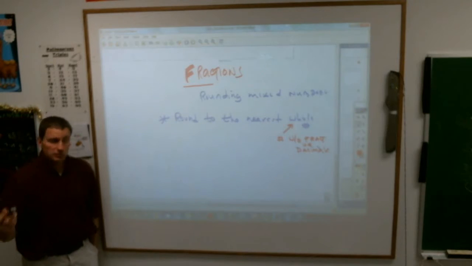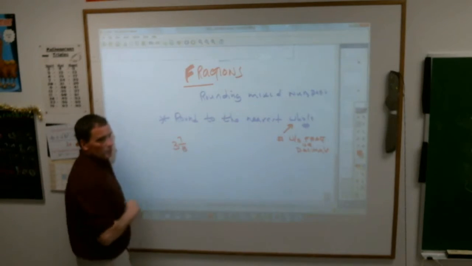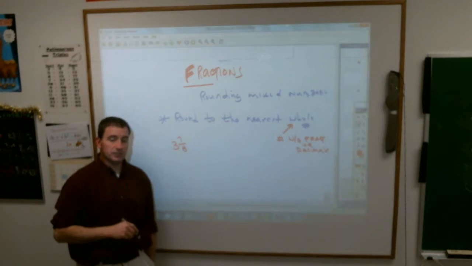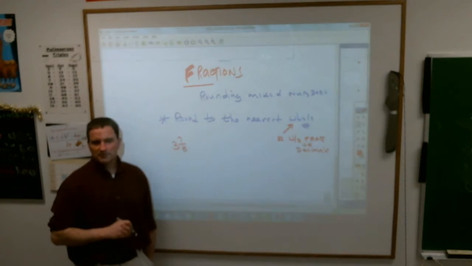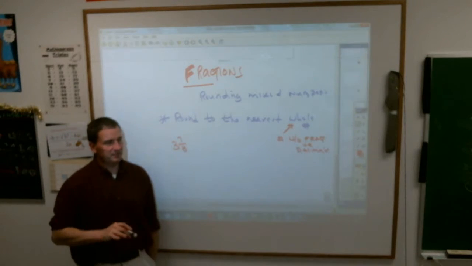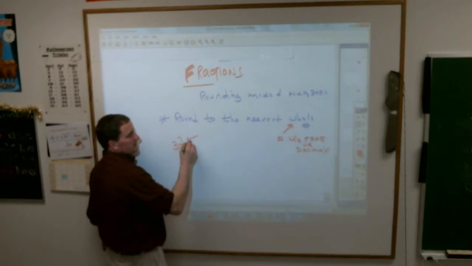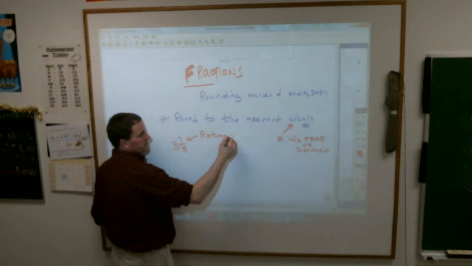Numbers that have fractions or decimals, let's say I have 3 and 7/8. That is not a whole number. Does anybody know what category of numbers it falls under? Charlie? Mixed numbers? Yes, it is a mixed number, I agree, but the category in our numbering system is, Kate? This is actually called a rational number.